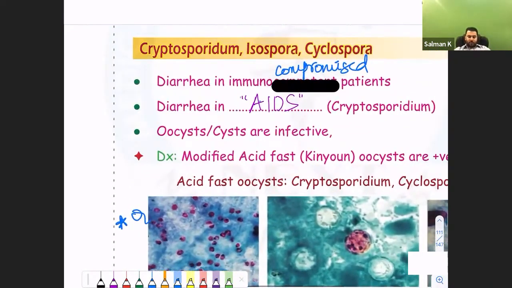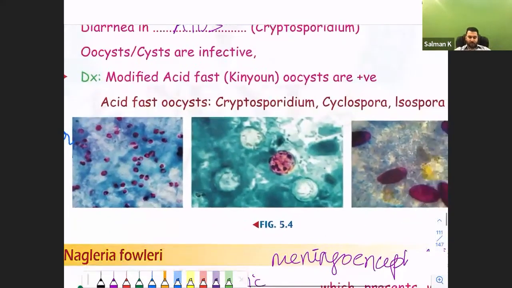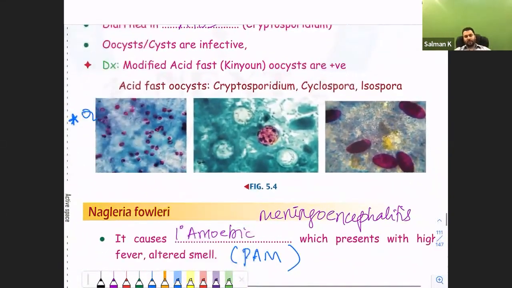Next, Cryptosporidium, Isospora, Cyclospora. They cause diarrhea in HIV patients. All right. And you can see here, the cyst of these guys are pink in color. That's why they're called acid-fast cyst.